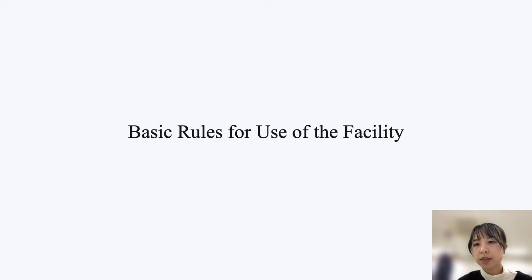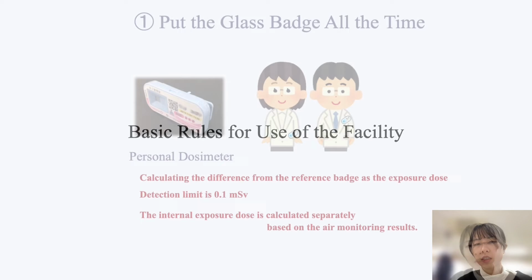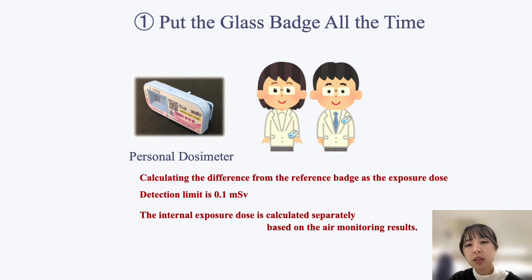Now let's check the basic rules for the use of the facility. When using the facility, wear the glass badge all the time. A glass badge is a personal dosimeter, having a detection limit of 0.1 millisievert. Men should attach it on the chest area and women on the abdomen area. The glass badge also functions as a key to gain access to the facility and the storage room.